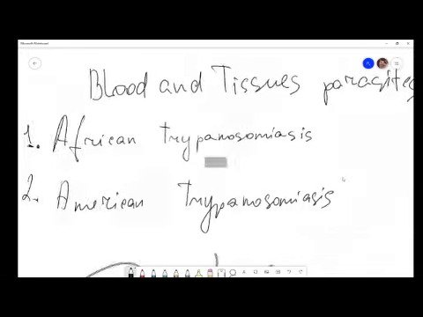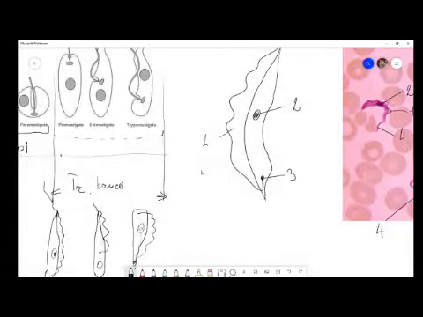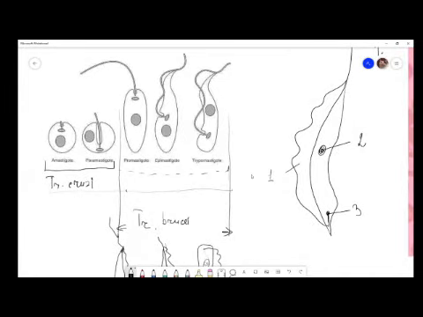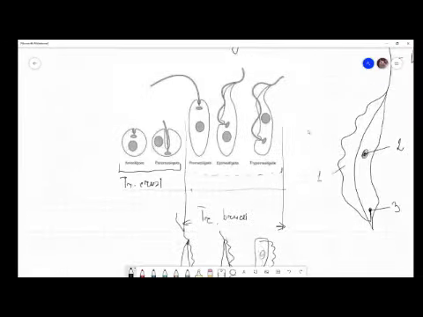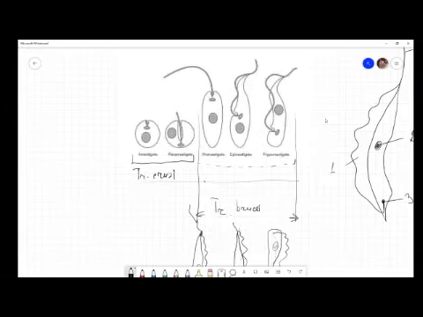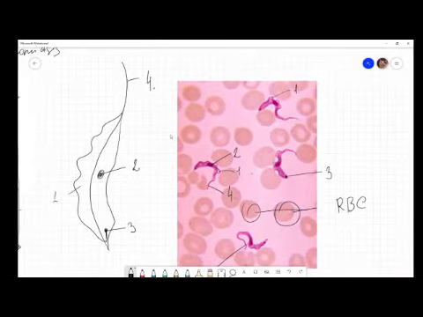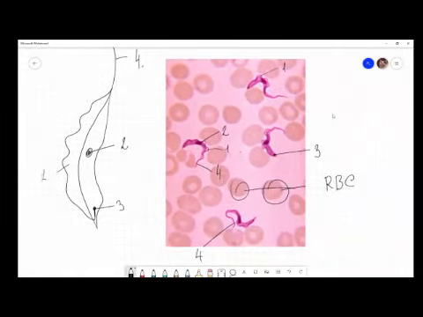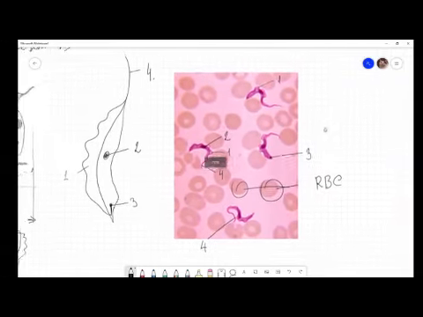About morphology, this is very interesting, and sometimes it is very hard to understand. But if you keep this in your memory, in the future it will be easy for you. Now look at the morphology of this cell.